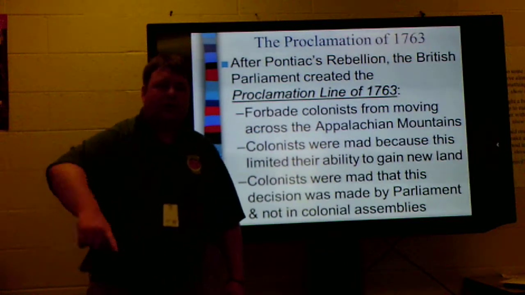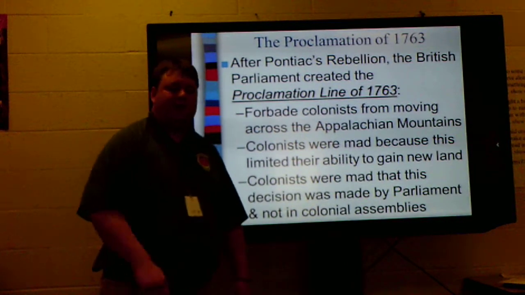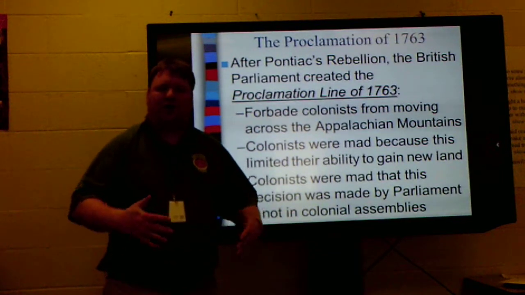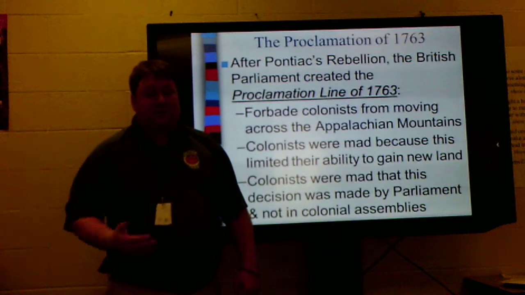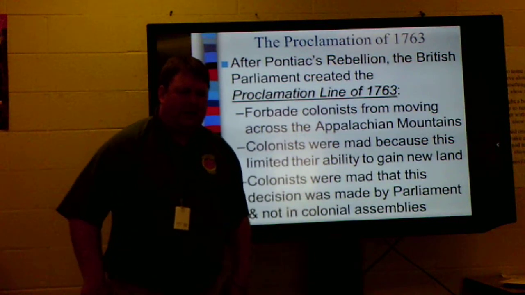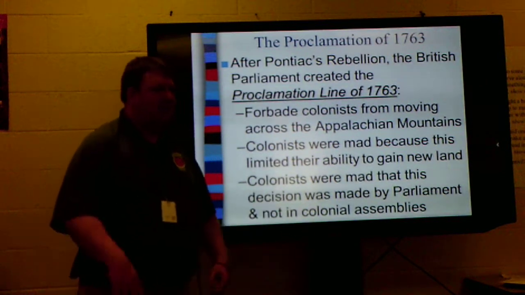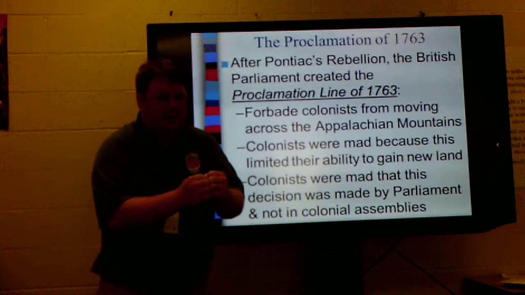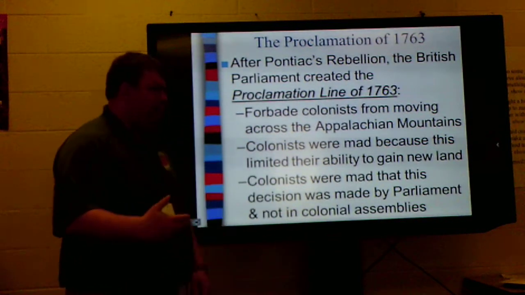You stay in the original colony area on the east side, on the coast. Do not move into the Ohio River Valley because we don't want you to die and we can't go defend you. Now that made the colonists mad because they said, we worked really hard to win this land. Why can't we move out there? And again, the British are like, we don't want you to die. So there's tension here between the colonists who want to move there anyway and the British who say, no, we don't have the money to defend you.